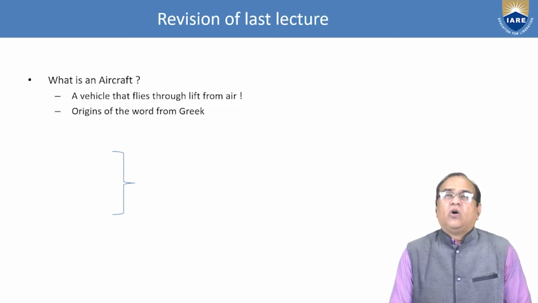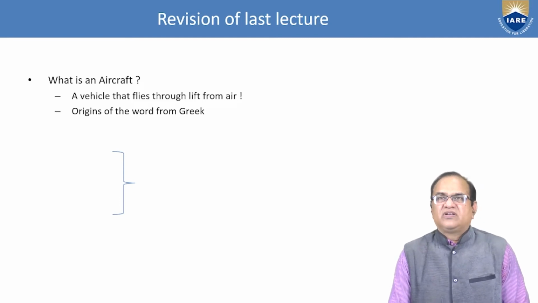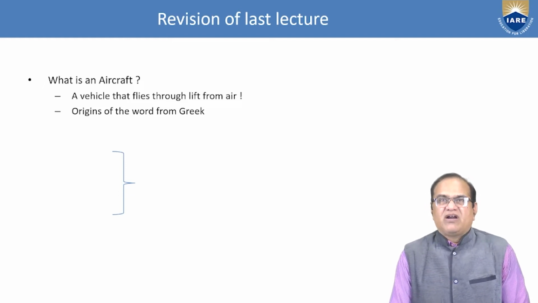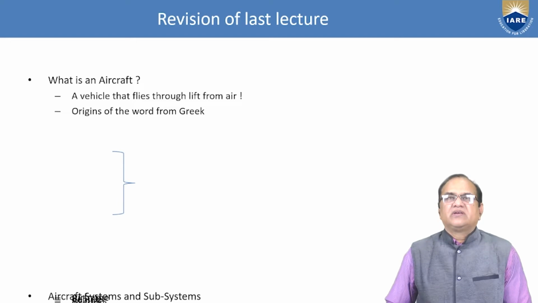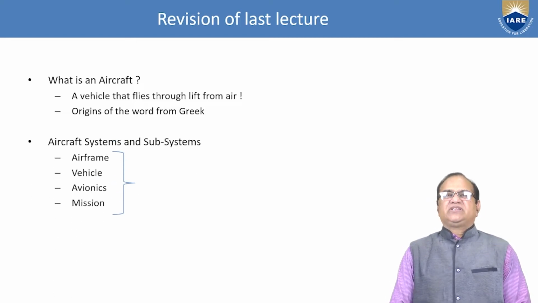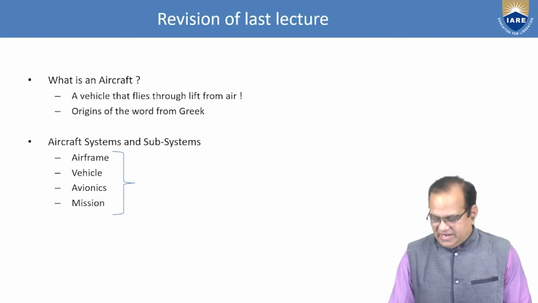What is an aircraft? A vehicle that flies through lift from air is called an aircraft. The origin of this word aircraft is from the Greek. We have the aircraft systems and subsystems. In this we have the airframe system, vehicle system, avionics system, and the mission system.